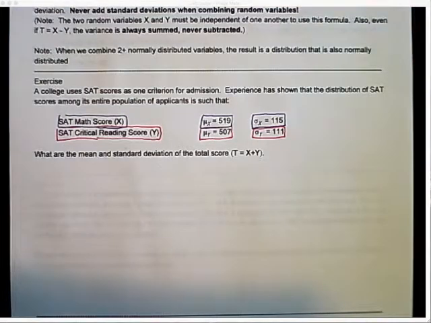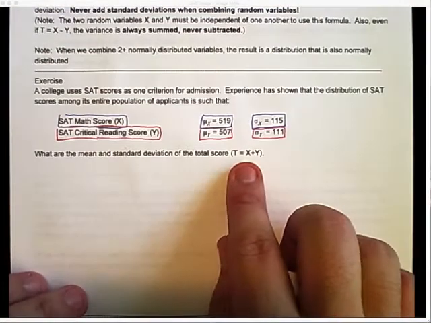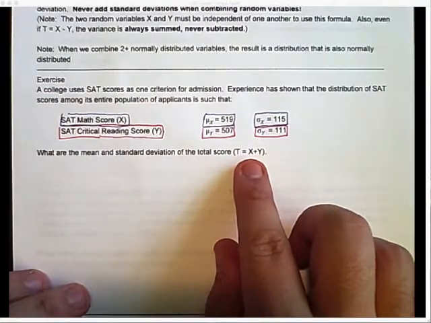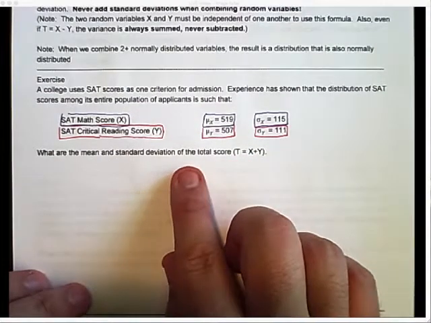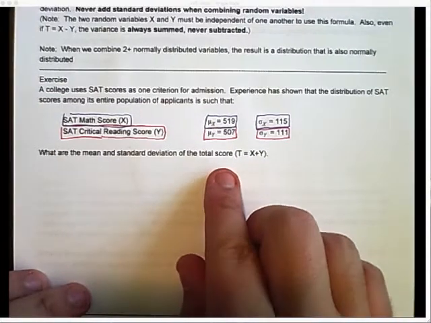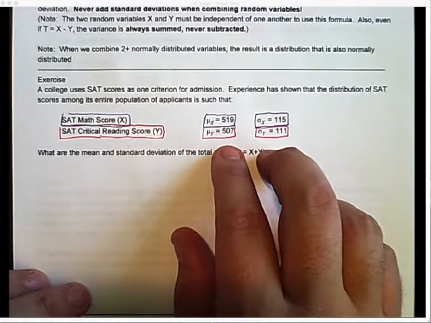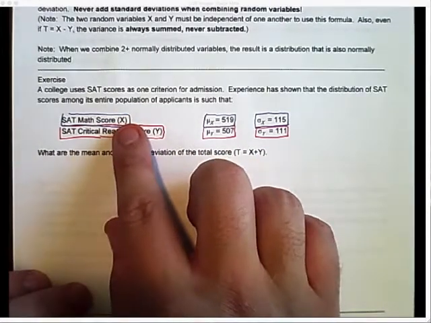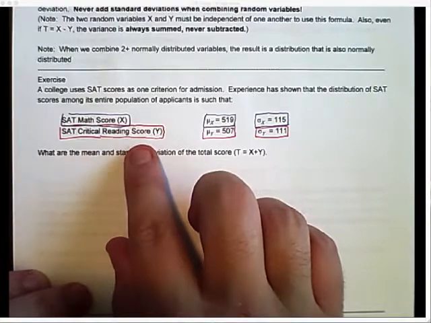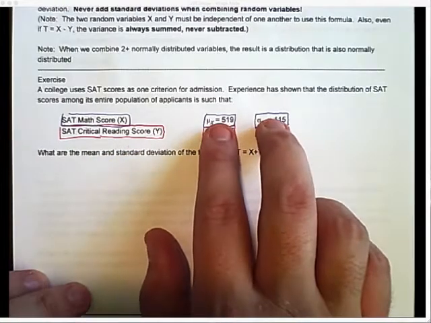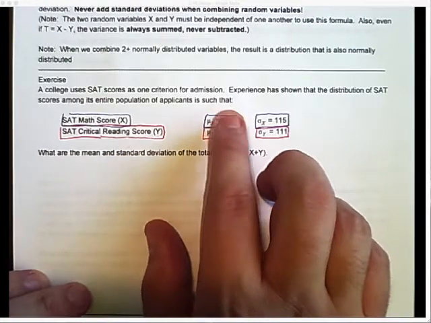So, they want to know what the total score is. It says, what are the mean and the standard deviation of the total score? In the old days when people took the SAT, they had these two components. So to find their total score, all you would do is add these two together.